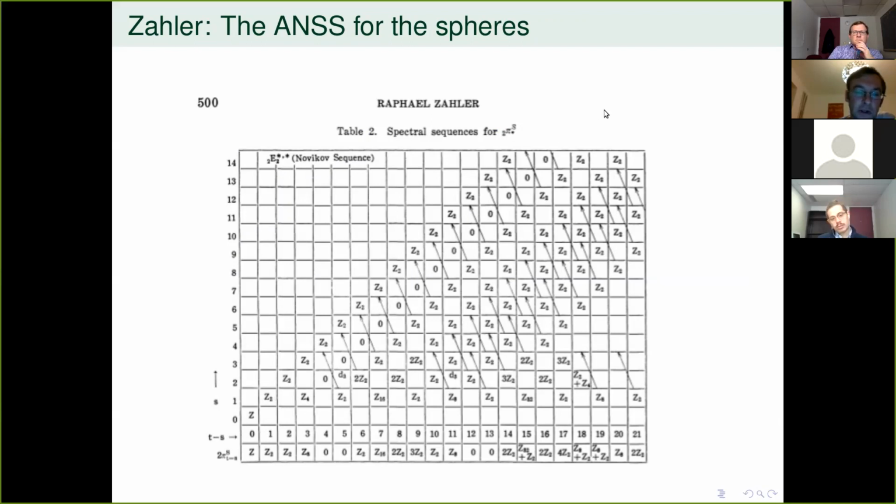And what might have distracted a few people is that there are quite a few differentials, unlike the Adams spectral sequence at the prime 2, where there are fewer differentials. But actually these differentials have to come up. You will see soon. Yeah, that's the picture.